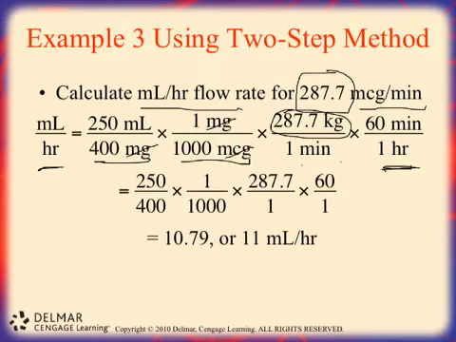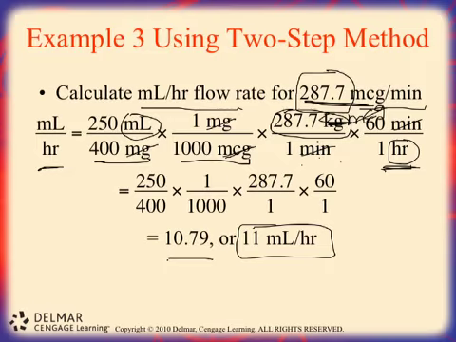Oh yeah, right here, 1 milligram is this many micrograms, and this should say, this is an error right here, this should say micrograms, sorry, because we already know that it's 287.7 micrograms per minute. We cancel out our micrograms here, cancel out our minutes, and we're left with our milliliters per hour. Then we multiply across and we come out with 10.79 or 11 milliliters per hour. So this right here was an error on this slide. This should be micrograms.